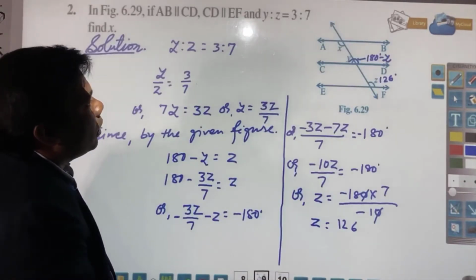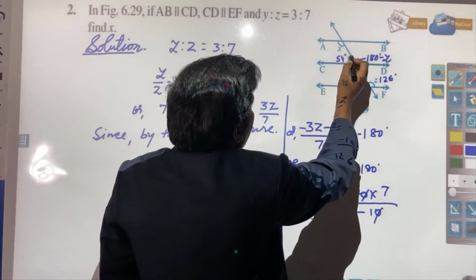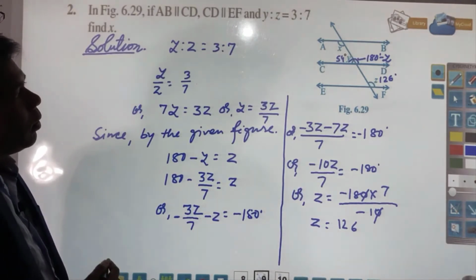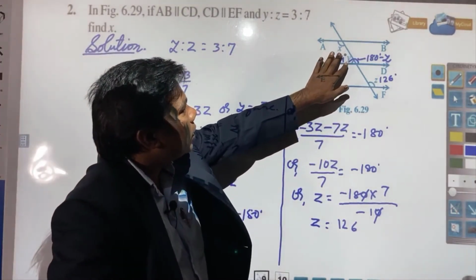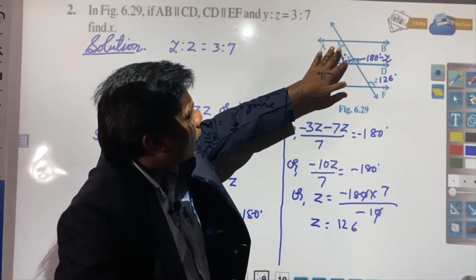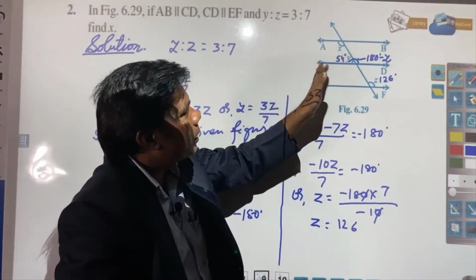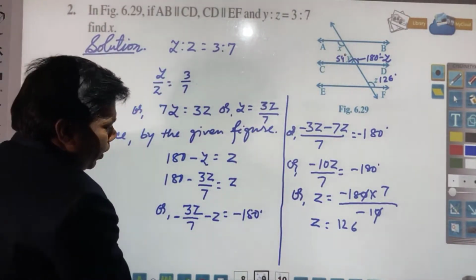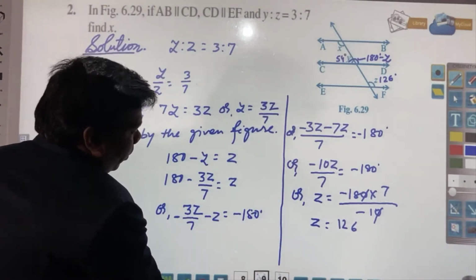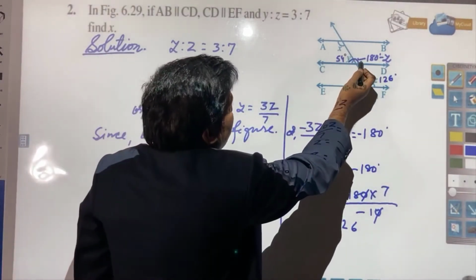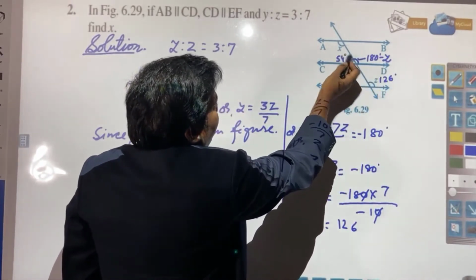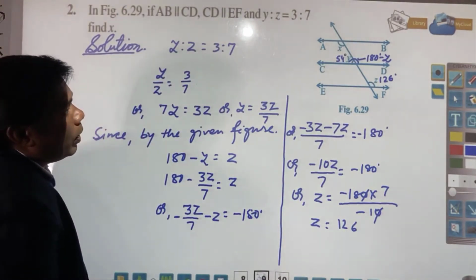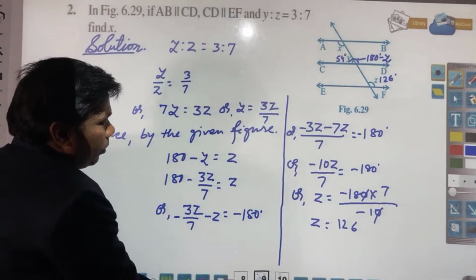Now here you see Y you have got 54 degree. Now X and Y, what relation you have in between X and Y? X and Y are the same side interior angles in between two parallel lines. So the sum of X plus Y will be 180 degree, and Y you have 54 degree. Or simply you can see here what angle you have got, the same angle you will be having X, because these are alternate interior angles. So X also will be equal to 180 degree minus Y.